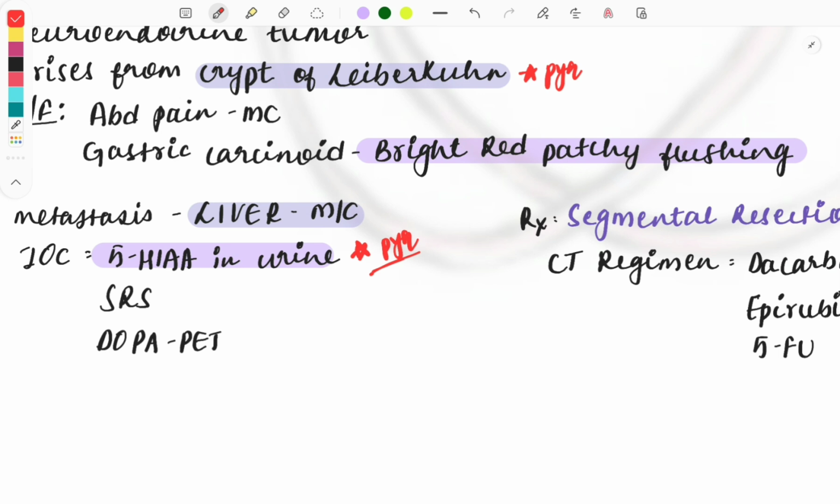The other test which we can do is SRS, somatostatin receptor scintigraphy, and this one is done to look for metastasis, that is, where the tumor has metastasized, and another is the DOPA PET.